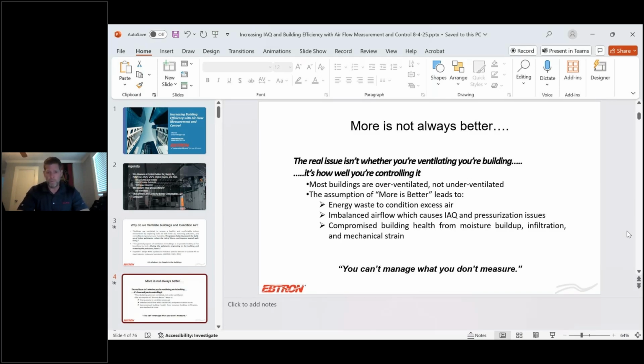And the assumption that more is better leads to some different issues, such as energy waste to condition excess air. Imbalanced airflow can cause indoor air quality issues and pressurization issues, especially if it's a negatively pressurized building. We'll show you some information on that. And then, compromised building health from moisture buildup, infiltration, and mechanical strain, allowing dirty air into the building that hasn't been filtered or treated, humid air coming into the building, those types of things. So it's really a function of controlling it. And our tagline is you can't manage what you don't measure, right? And you'll see that a lot through the Ebtron information.